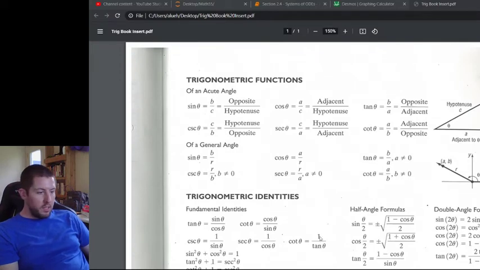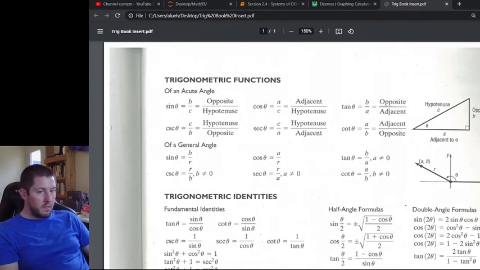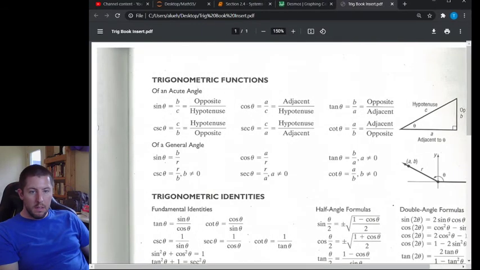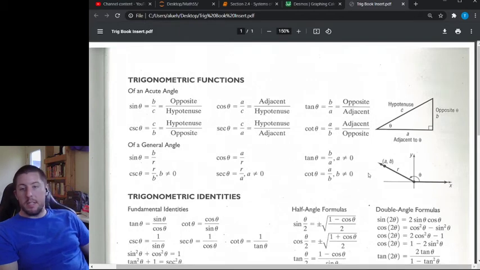So this is just a scan, a PDF of that back page of your trig textbook. Let me do this. There we go. And now slide me over a little bit. Boom. So this is the back page of your trig textbook right here. And you should see, this is all on one page. This is our entire semester on a page right here.